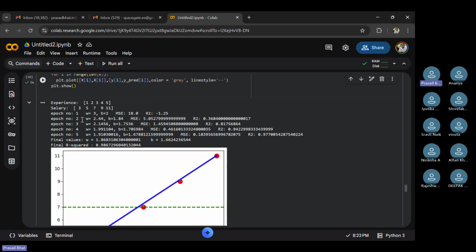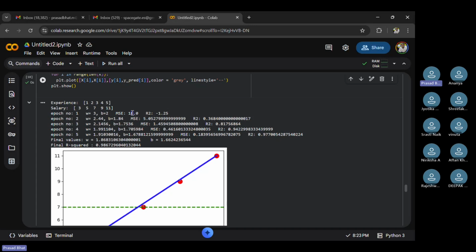And then epoch number 2, W got reduced to 2.44, B got reduced to 1.84. MSE reduced from 18 to 5. Can you see this? R square, which was minus 1.25, improved to 0.36, right? And then W is 2.145 in epoch number 3. We are coming down the hill. If you look at this, B also got reduced again from 1.84 to 1.7536.